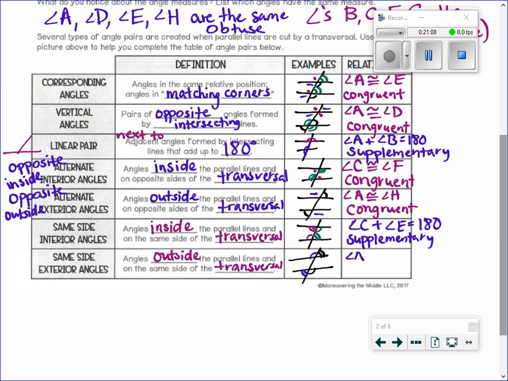Angle A is same side exterior to what? Angle G. Are they going to be the same? No. So if they're not the same, they're either congruent or supplementary. Which one? Supplementary, which means it's going to add to 180. What's the other pair of same side exterior? We have A and G. What's the other pair? B and H.